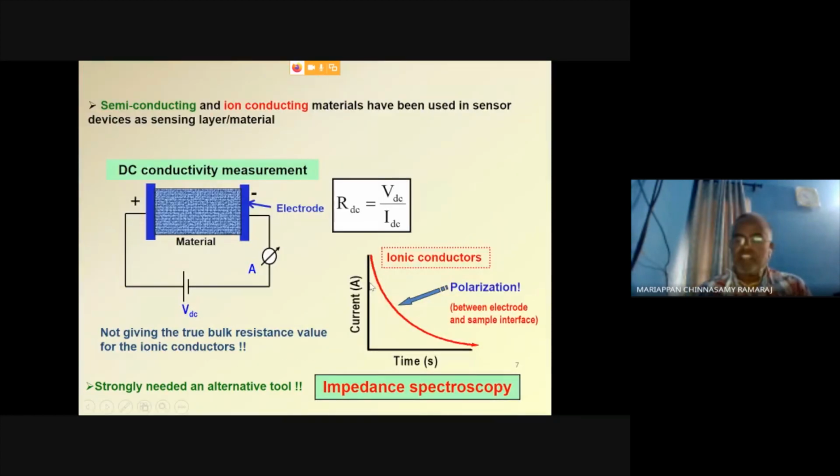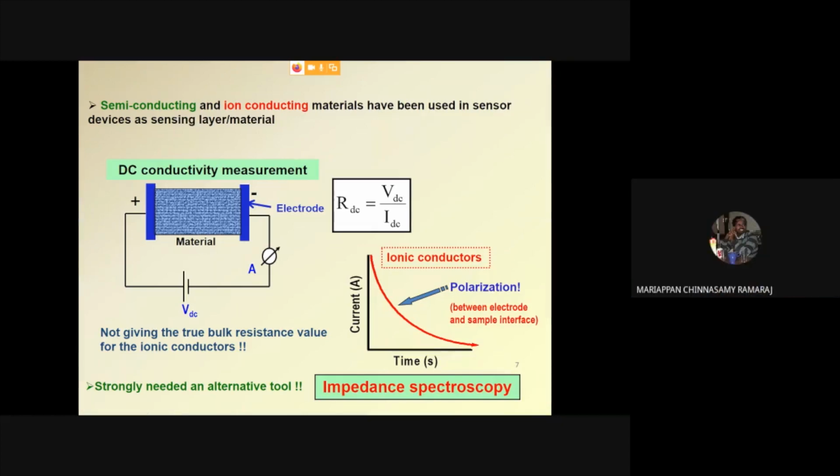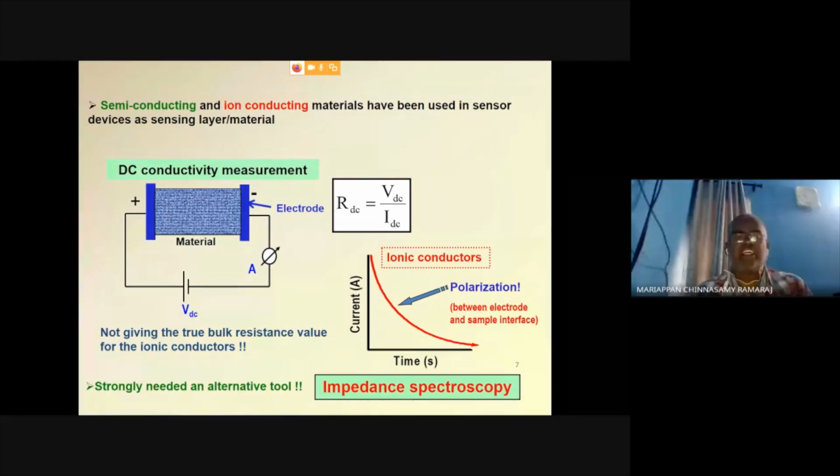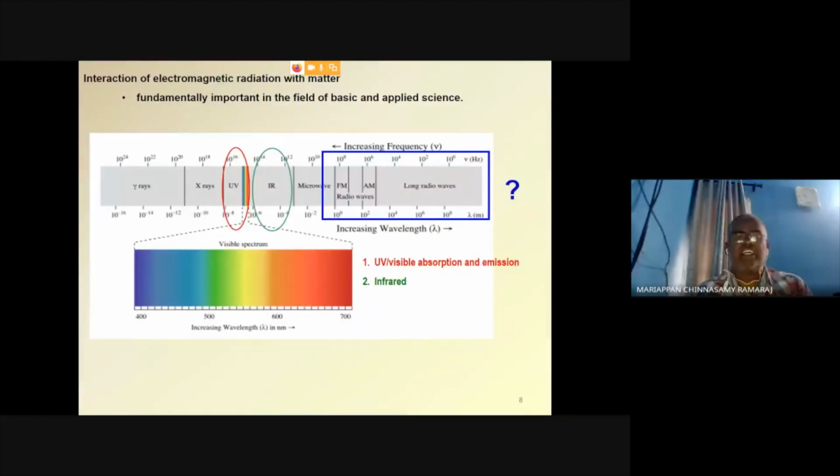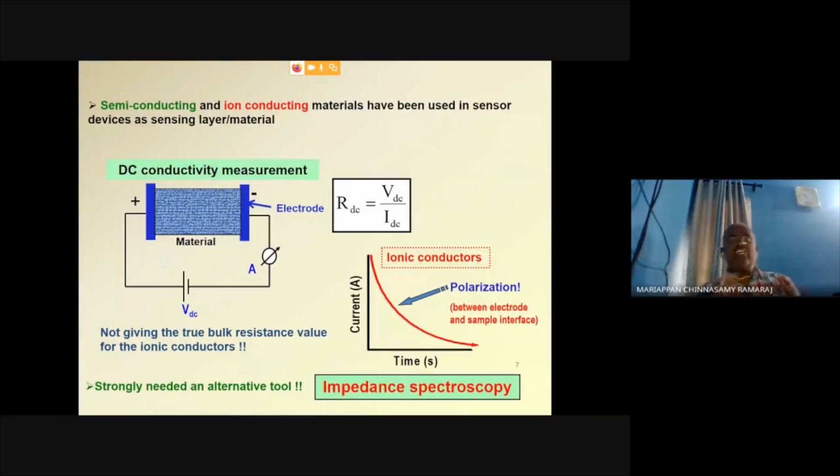That means the resistance will keep on increasing. So this will be the main issue when you have the sensor materials in an ionic conductor. Now if you use impedance spectroscopy, this can be avoided, or this can be sorted out. Not only that, you can measure many parameters simultaneously.